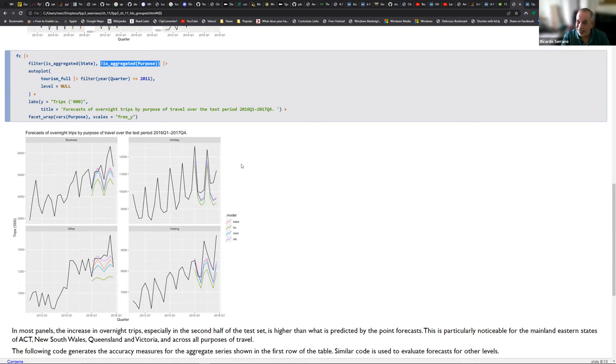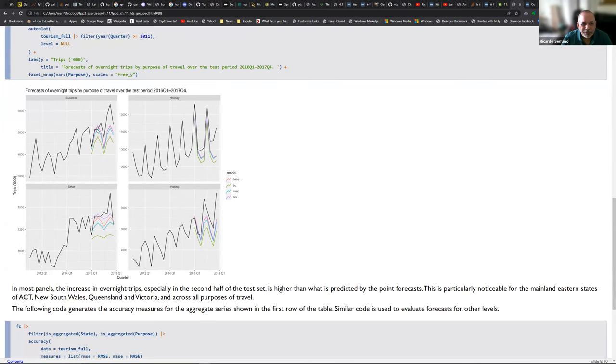But that's how it works, because visually we're seeing that. So for this, we see that in holiday, you have all the forecasts, and the reconciliations are following. Maybe they are a little bit underestimating in some cases.